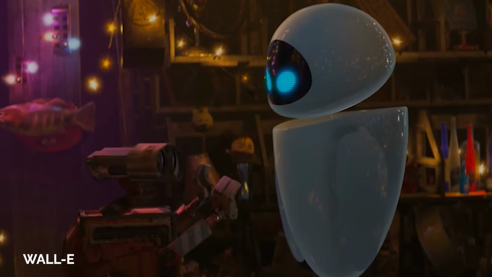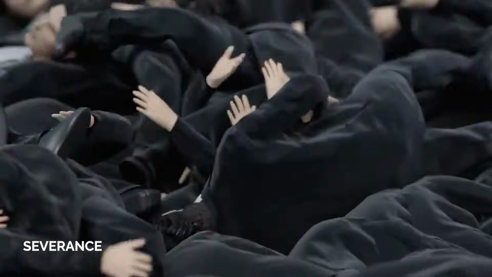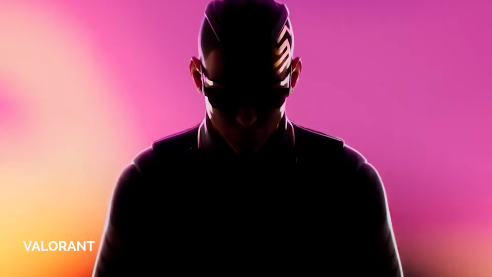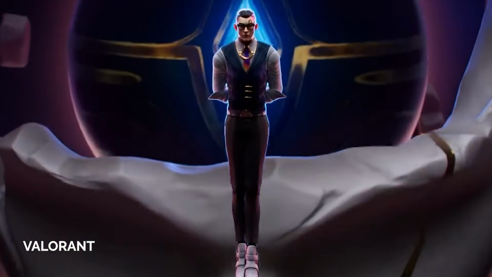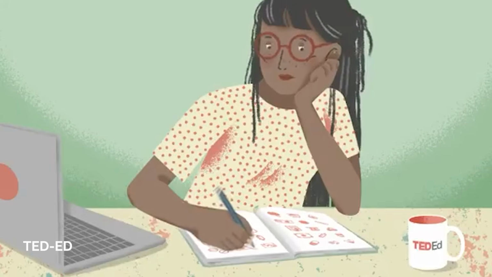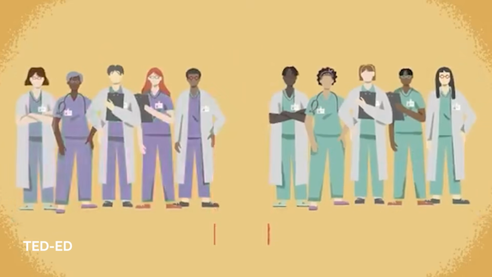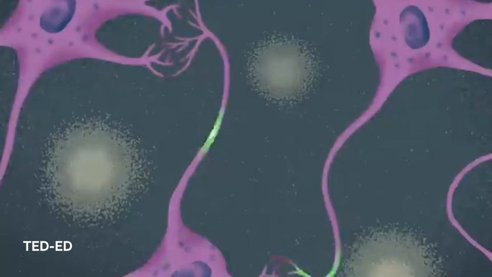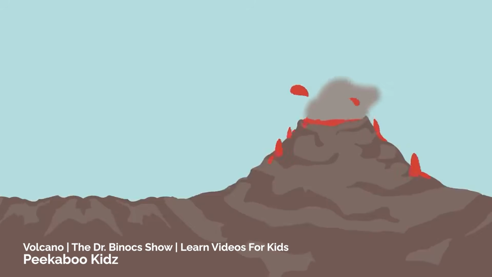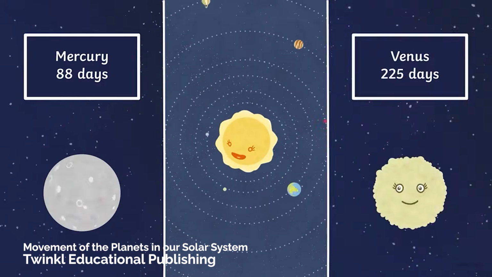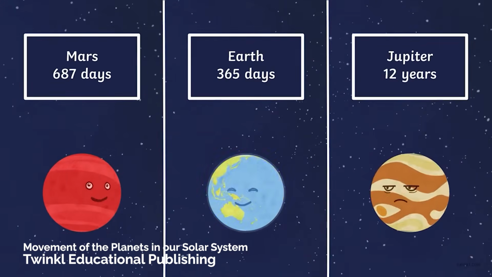Animation is used almost everywhere, in movies, TV shows, ads, video games, and even educational videos. It helps explain ideas, tell stories, and make visuals more fun and engaging. For instance, if we want to show how volcanoes erupt or how planets move, you can easily do that with animation instead of real footage.